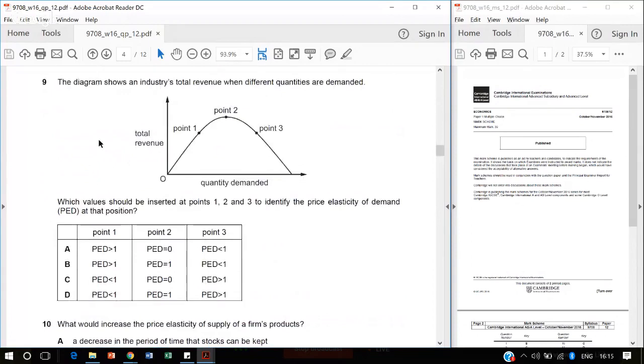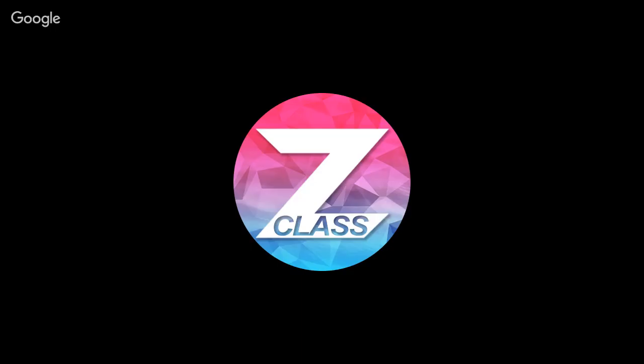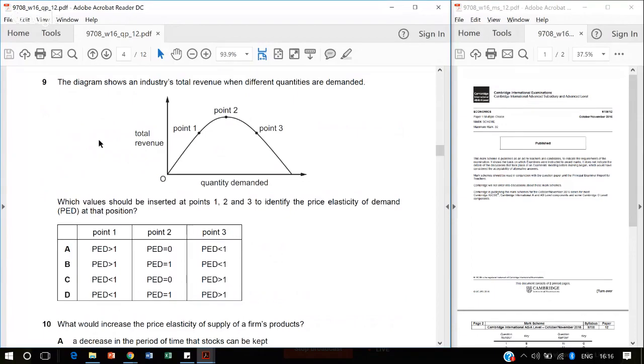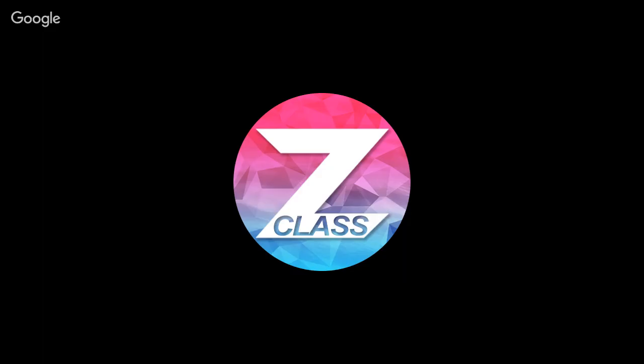The diagram shows an industry's total revenue when different quantities are demanded. Okay. This is going back to that same question with the revenue. So point 1 is as quantity demanded increases, revenue increases as well. That means that it's elastic. Point 3 is the opposite, inelastic, and point 2 is unit elastic, so it's B.